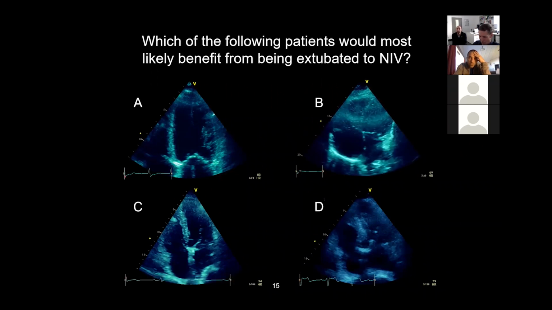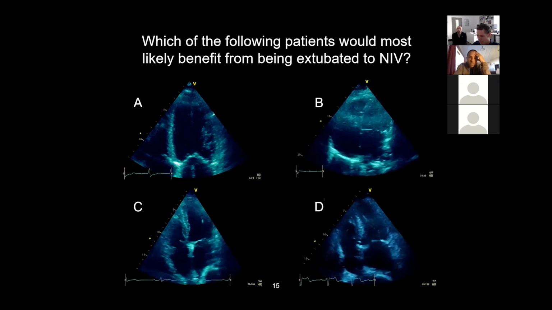Beautiful. So they'll benefit from being off positive pressure ventilation because they've got raised right atrial pressures and an RV that looks a little bit problematic.